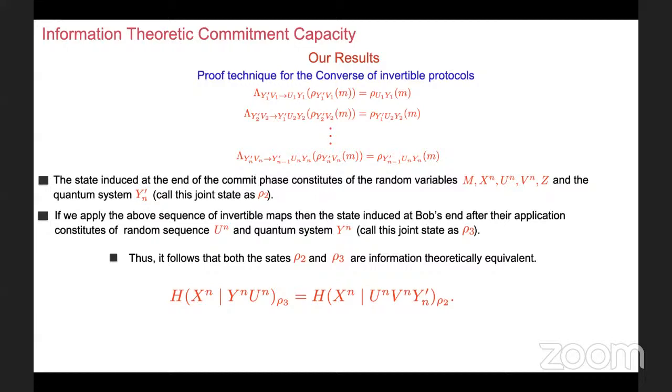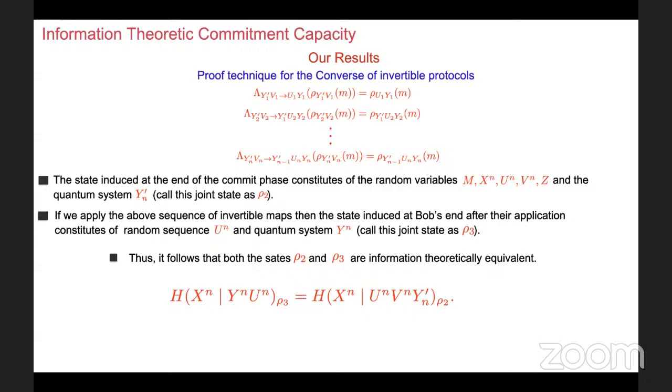And in this case, if we call the first state rho 2 and the second state rho 3, it can be seen that both the states rho 2 and rho 3 are information theoretically equivalent. What I mean is that the conditional entropy of xn given yn and un with respect to the state rho 3 is the same as the conditional entropy of the sequence xn given un, vn, and y prime n with respect to the state rho 2.